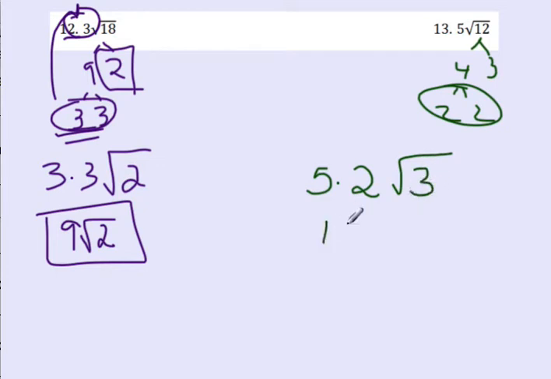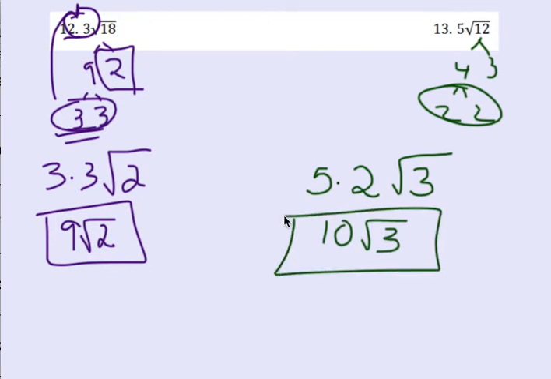So 5 times 2 is 10, and then I have the square root of 3. So that's your final answer for number 13.